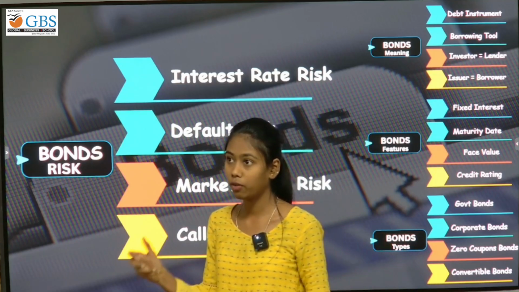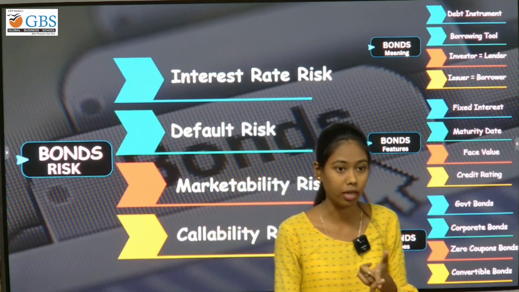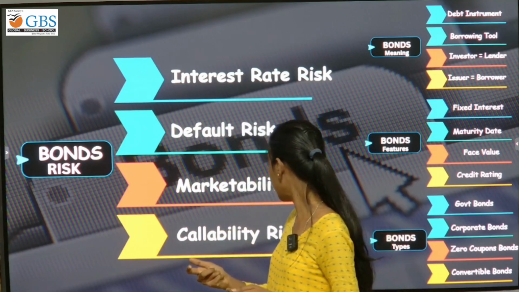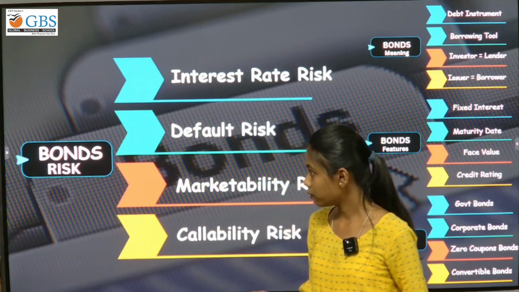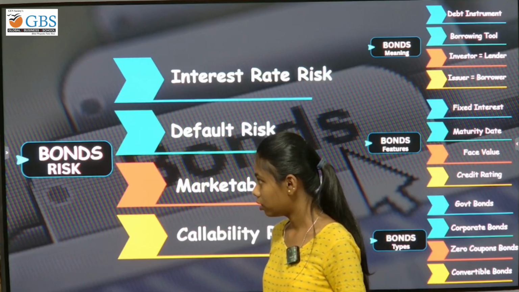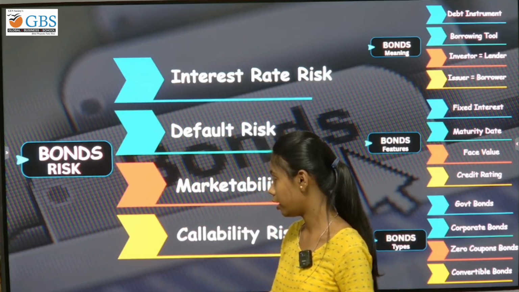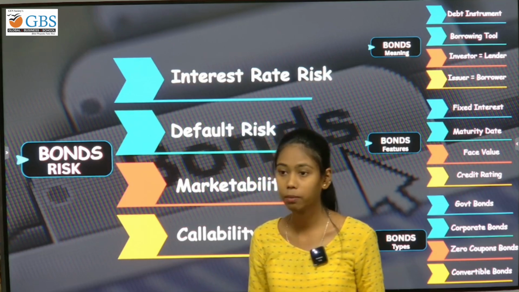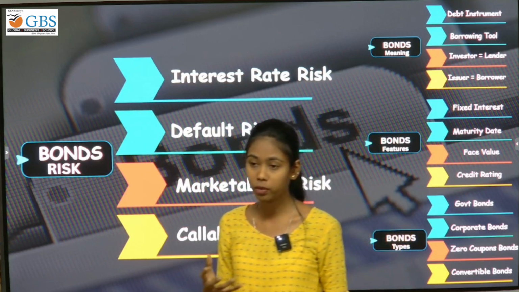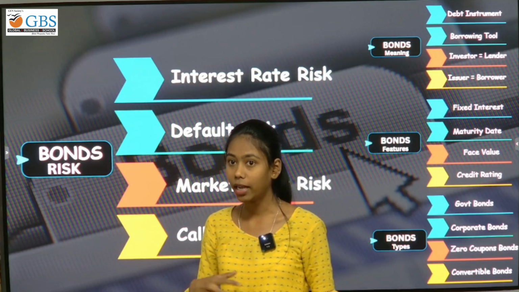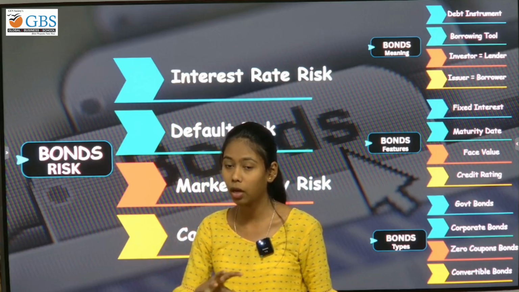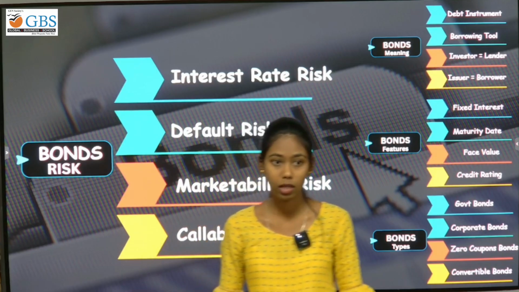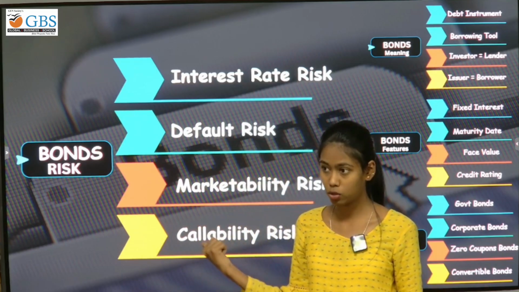Default risk will happen when the company is not making any profit, and the company may default on paying the interest to the public. Marketability risk is nothing but, usually as a company or the government, we try to issue the bonds to the public, but there will be no public to buy those bonds.